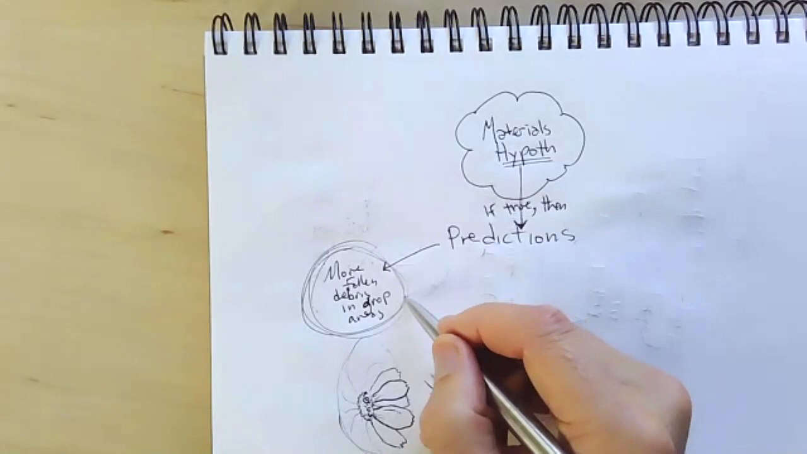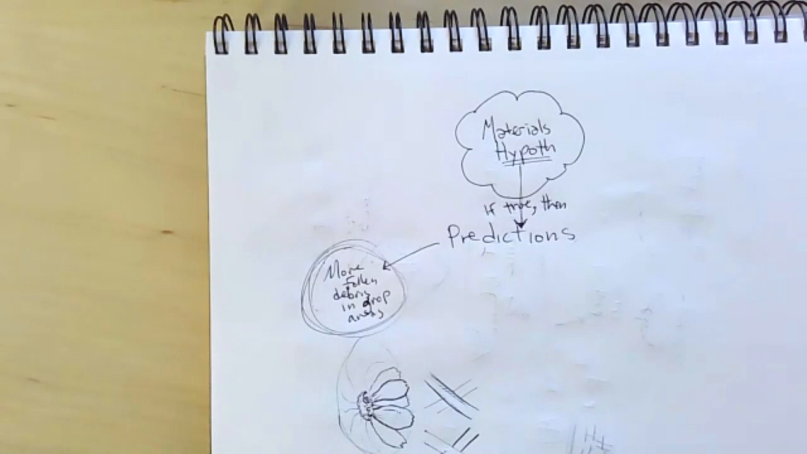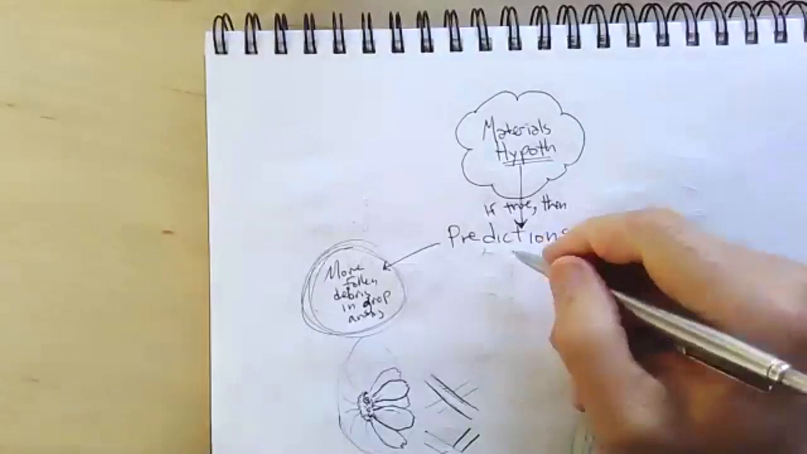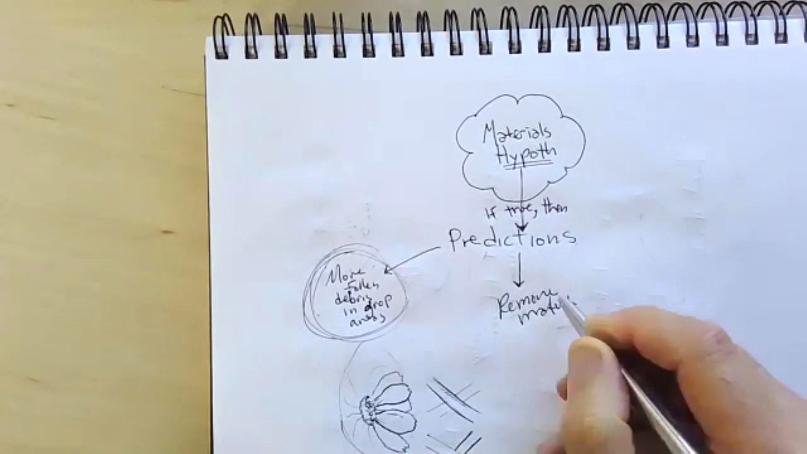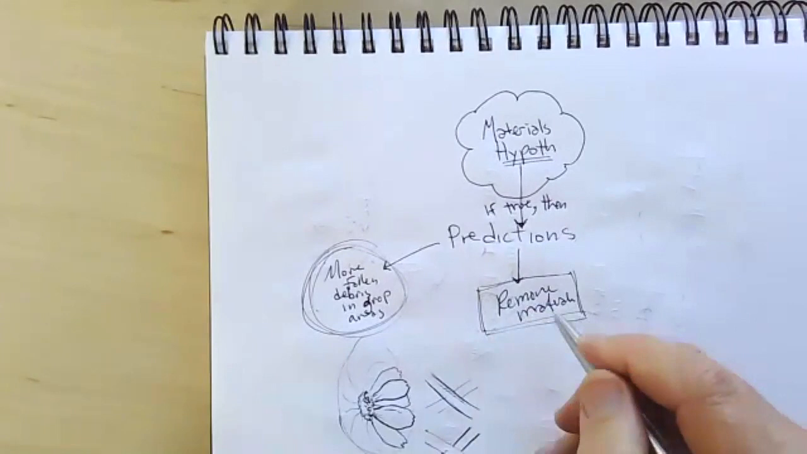Right. Okay. What else would I expect to see, or an experimental manipulation that I could do to kind of play with this? Well, pick up all the stuff. Right. So if I remove material from the area, I would expect at least no new nests.